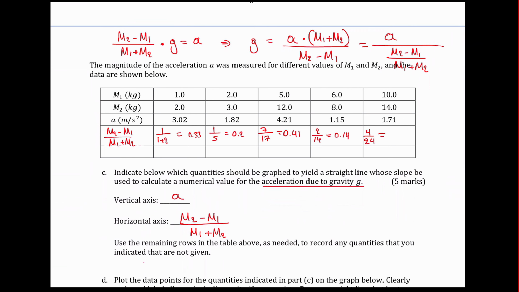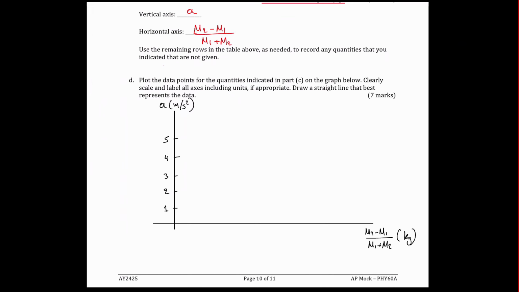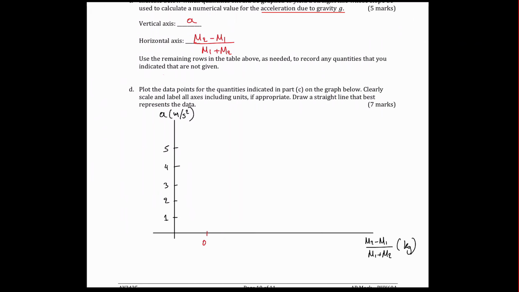Let me just check, 4 over 24. The result is approximately 0.17. So we get values from 0.14 to 0.41. So my diagram should be, okay, 0, let's say somewhere here it's 0.1, and we get 0.4 as a maximum value, so maybe it should be a little bit less. 0.1, 0.2, 0.3, and 0.4. Again, I'm trying to use almost all of the space that is provided to me.